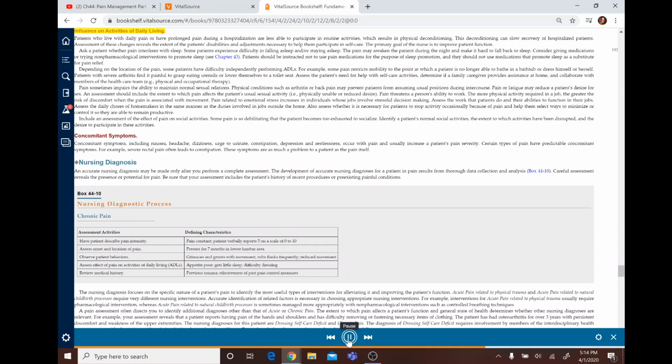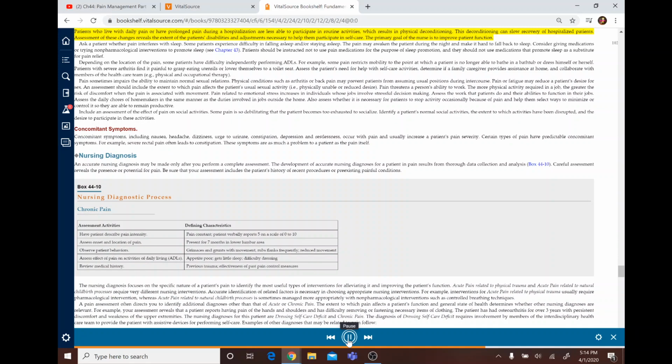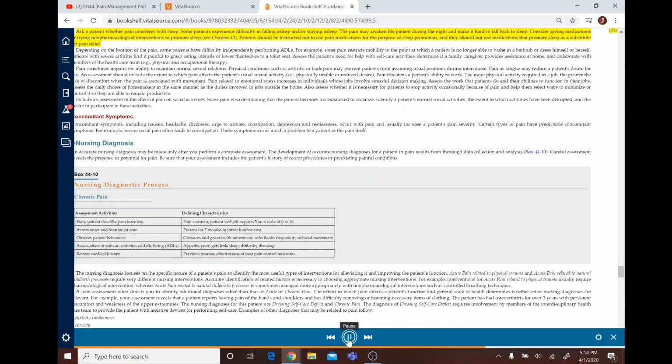Influence on activities of daily living. Patients who live with daily pain or have prolonged pain during a hospitalization are less able to participate in routine activities, which results in physical deconditioning. This deconditioning can slow recovery of hospitalized patients. Assessment of these changes reveals the extent of the patient's disabilities and adjustments necessary to help them participate in self-care. The primary goal of the nurse is to improve patient function. Ask a patient whether pain interferes with sleep.